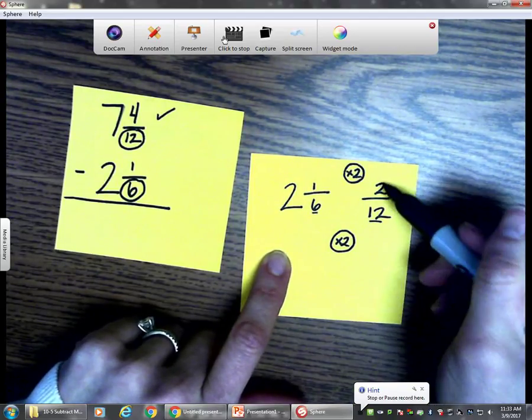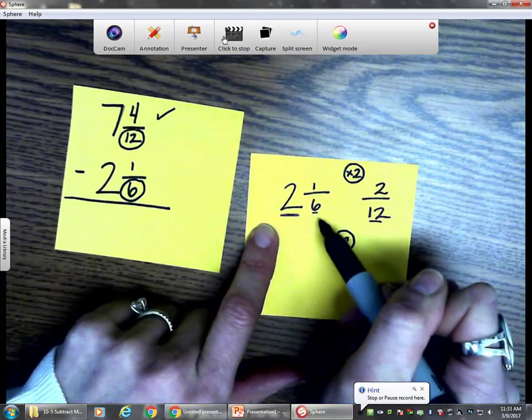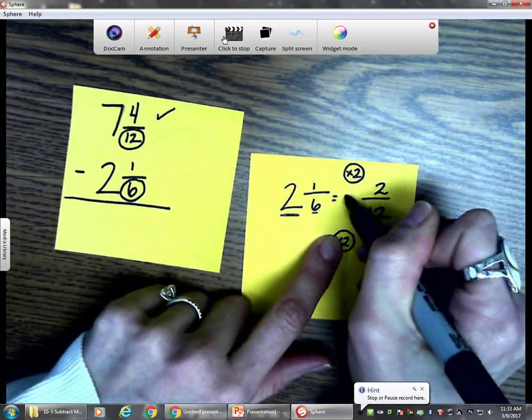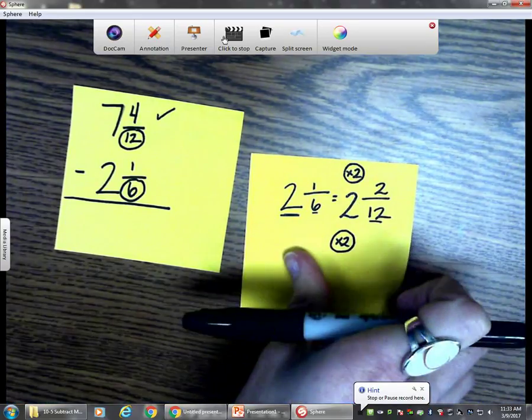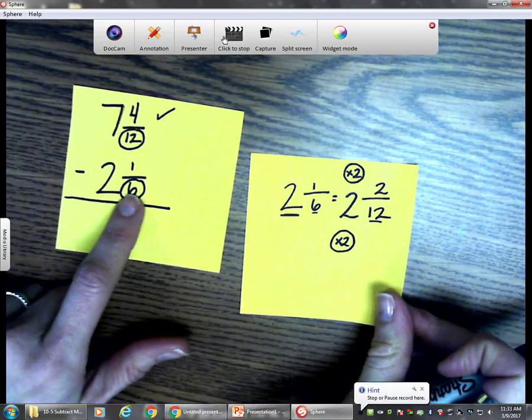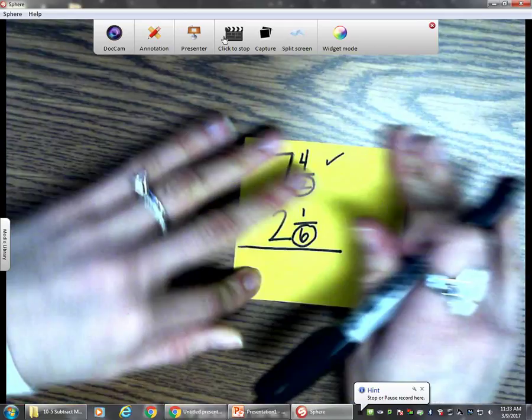So I have 2 twelfths. But don't forget, it was 2 and 1/6. So the equivalent fraction is 2 and 2/12. Don't forget about that whole number. So instead of calling this 2 and 1/6, I'm now going to call it 2 and 2/12.